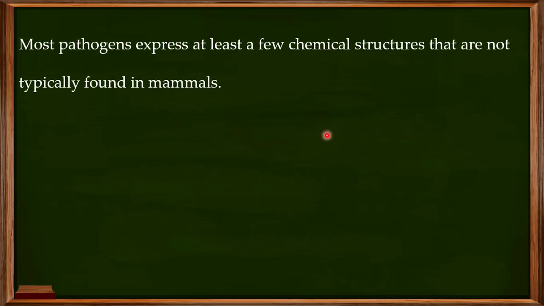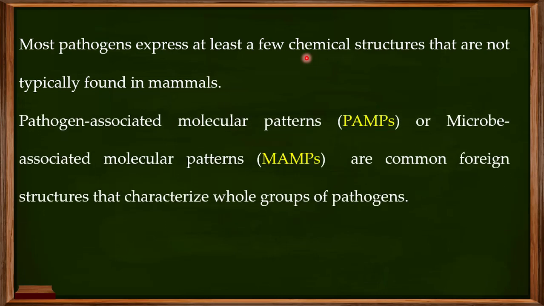If you talk about the pathogens, they express at least a few chemical structures that are not typically found in mammals. And these chemical structures are known as the pathogen-associated molecular patterns, or they are also known as the microbe-associated molecular patterns. So these PAMPs and these MAMPs are the common foreign structures that characterize the whole group of pathogens. And these PAMPs and MAMPs are specific to the pathogens. They are not found on the mammals.